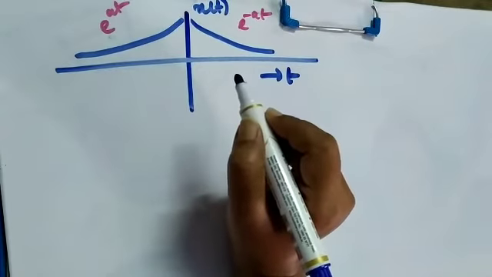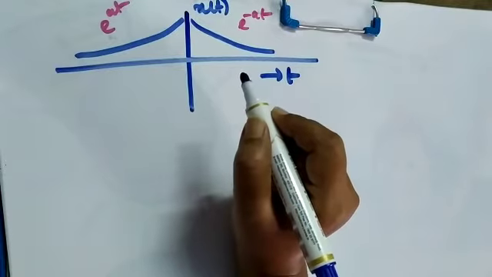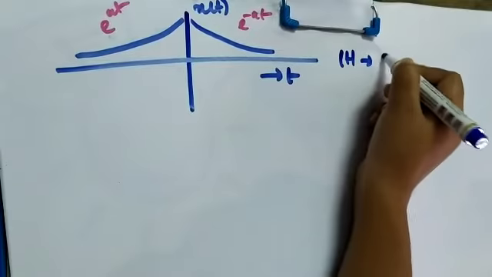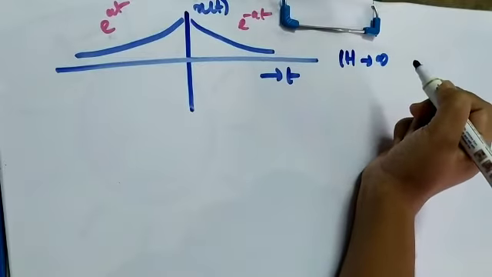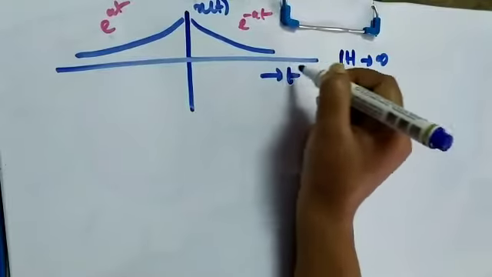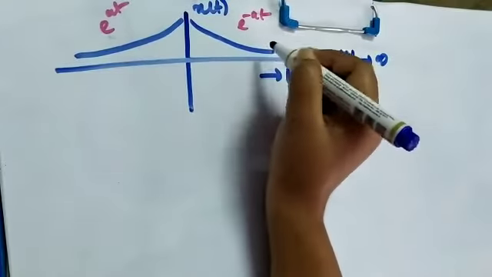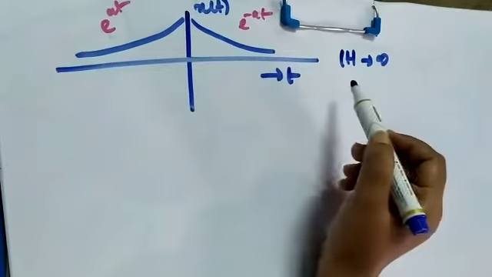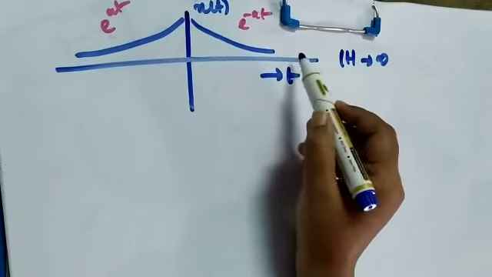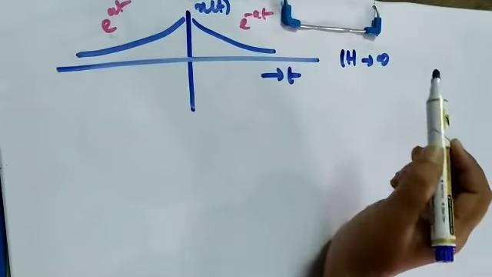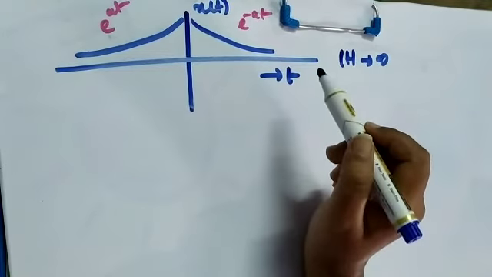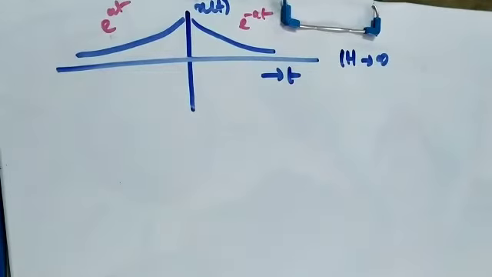From this signal, we can say it is a non-time-limited signal, but the amplitude becomes 0 as mod t tends to infinity. That means the reach of the signal can be extended from t tends to minus infinity to infinity, but the amplitude becomes 0 when time goes to infinity. Therefore, it is an energy signal. This is the criterion for an energy signal.